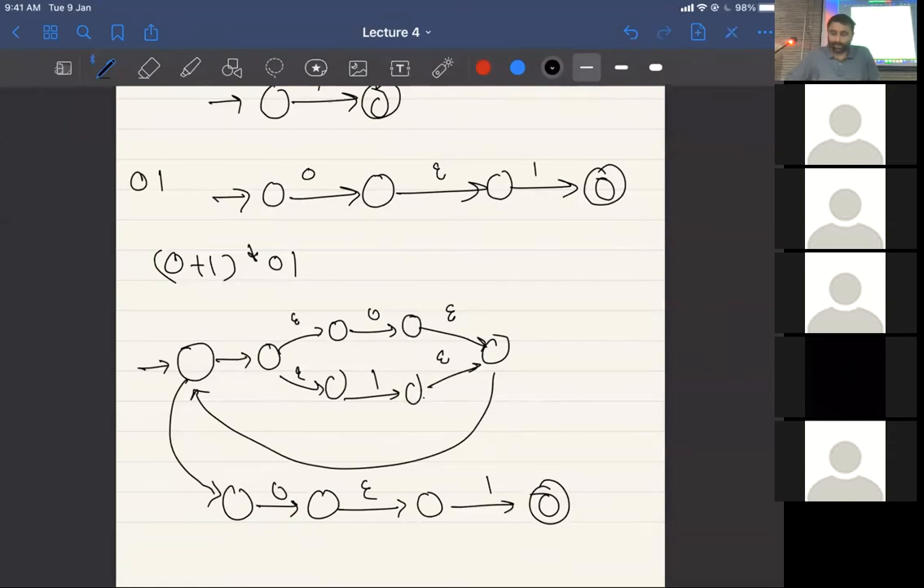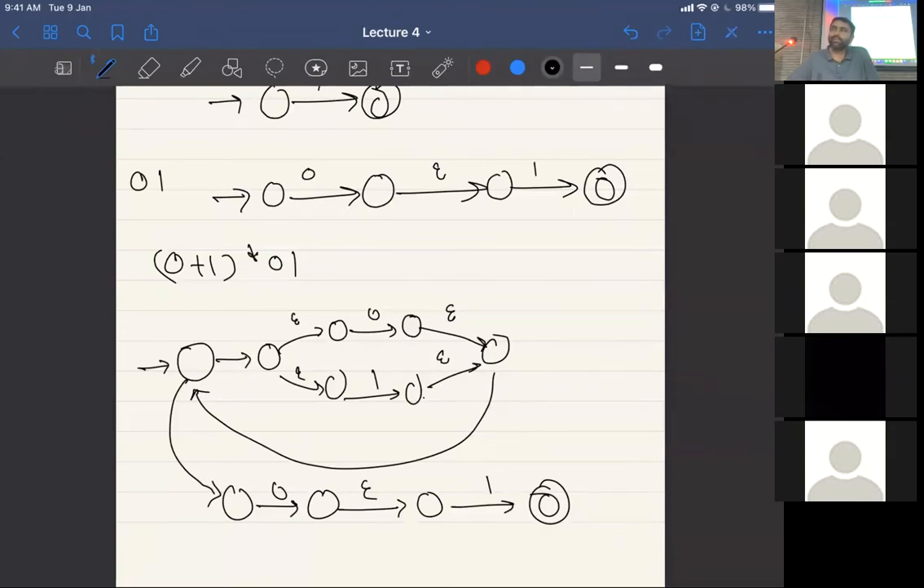That's a good question. But as I said, we are following a certain procedure, so we can do the simplification later. Certain simplifications can be done during the process, while certain simplifications we need to wait until we reach the end. So this NFA may not look elegant, but that's fine.